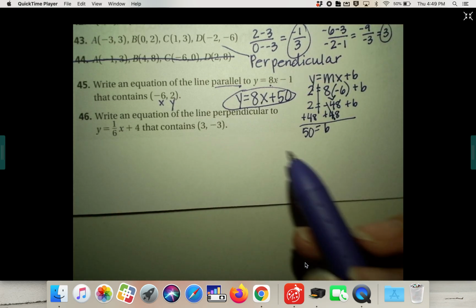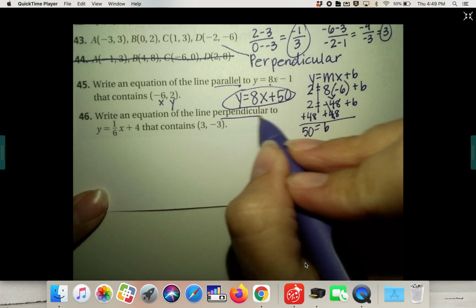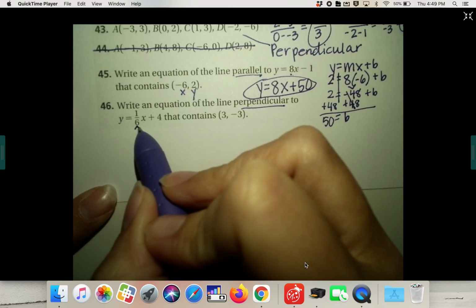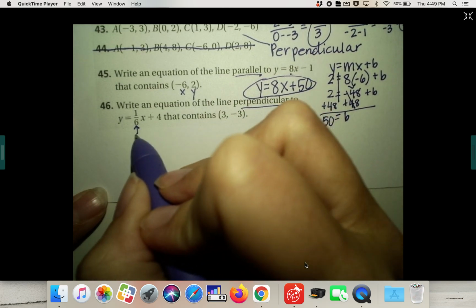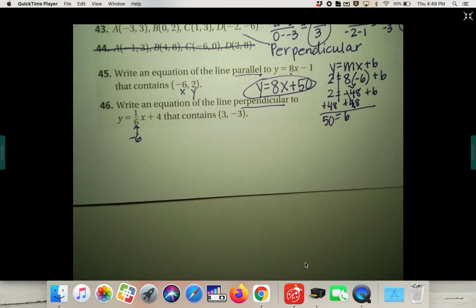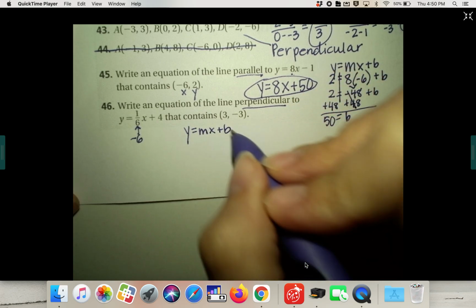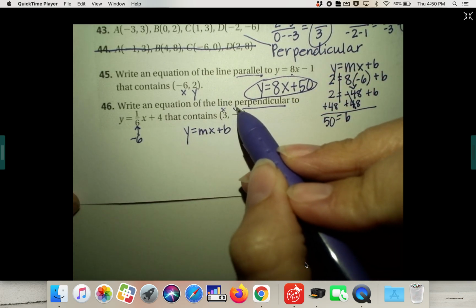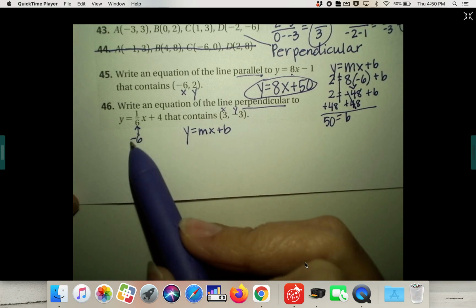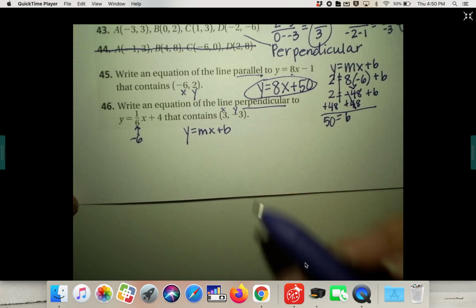All right, now for perpendicular, remember it's opposite reciprocal slopes. So instead of 1/6, I'm going to use negative 6 over 1, or just negative 6. So same thing, y equals mx plus b, but I'm going to borrow this x and this y, and I'm going to flip my slope to the opposite reciprocal.